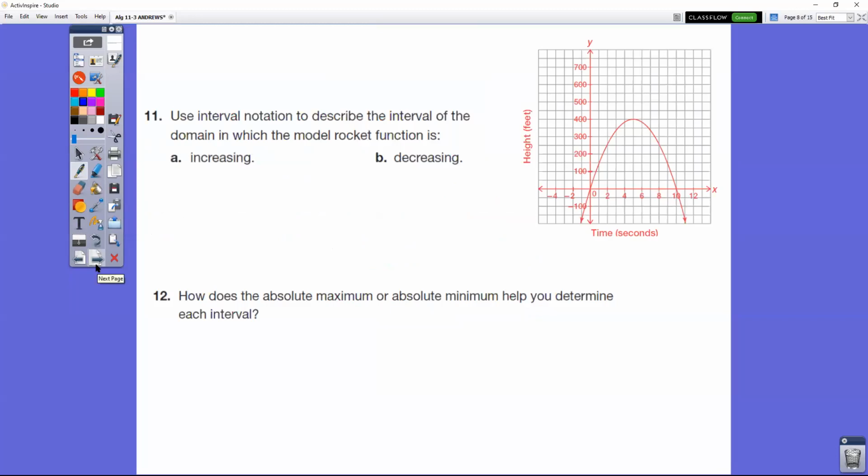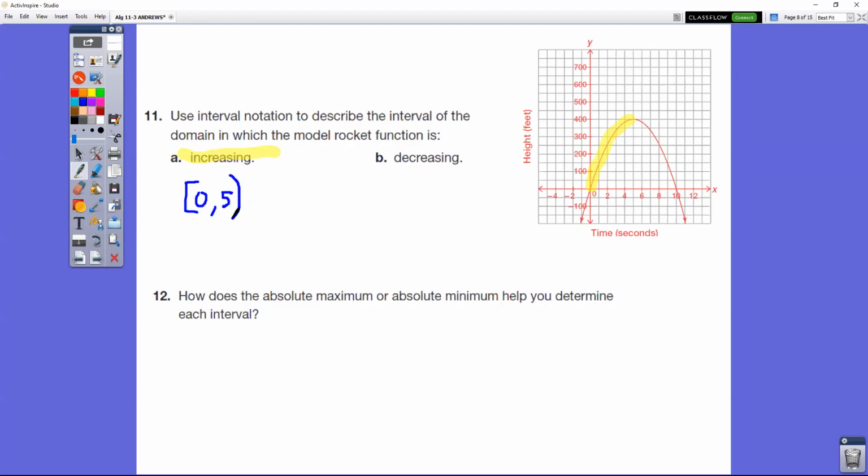Now, the last type of question that you're going to have is about where the graph is increasing and where the graph is decreasing. So where is the graph increasing? Our graph is increasing from the time that it's launched all the way up to the max. That's where it's increasing. So it's going from 0 all the way up to 5.